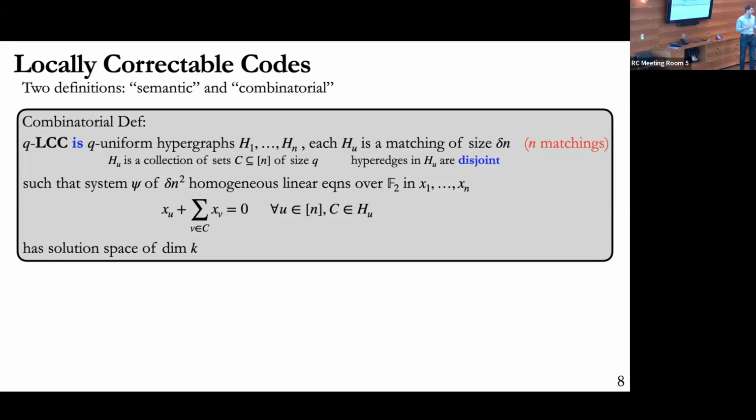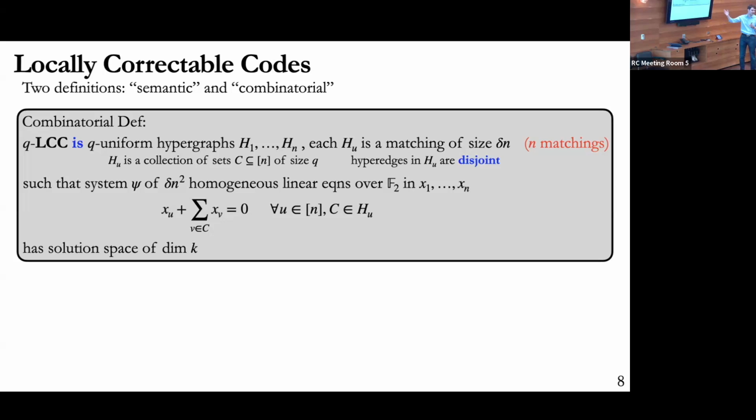I also give you delta n squared of them because I have delta n hypergraphs and then n matchings. Or sorry, delta n is the size of each hypergraph and I have n of them. And what I want is for this system to have a solution space of dimension k. And k I want to be somewhat large, so I want this to have a non-trivially large solution space. Again, I give you a lot of equations.